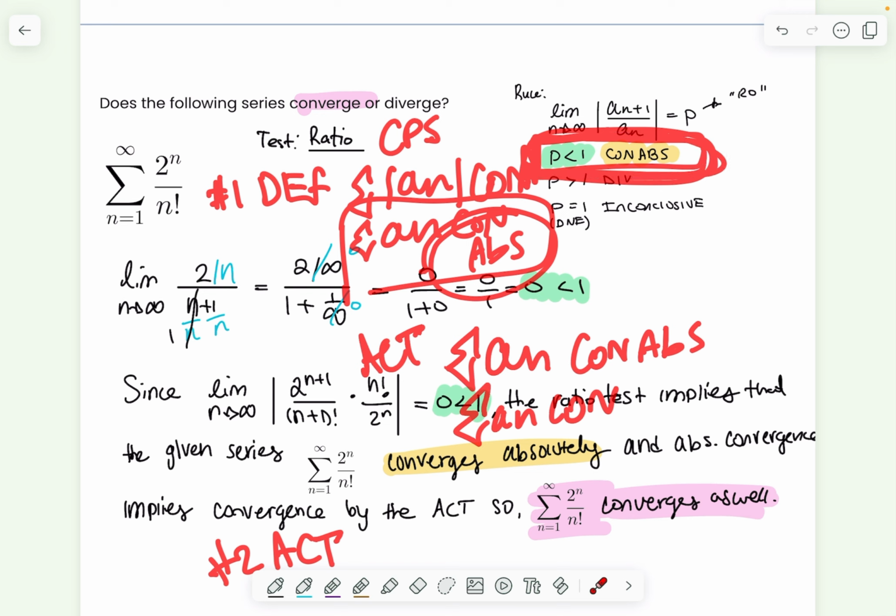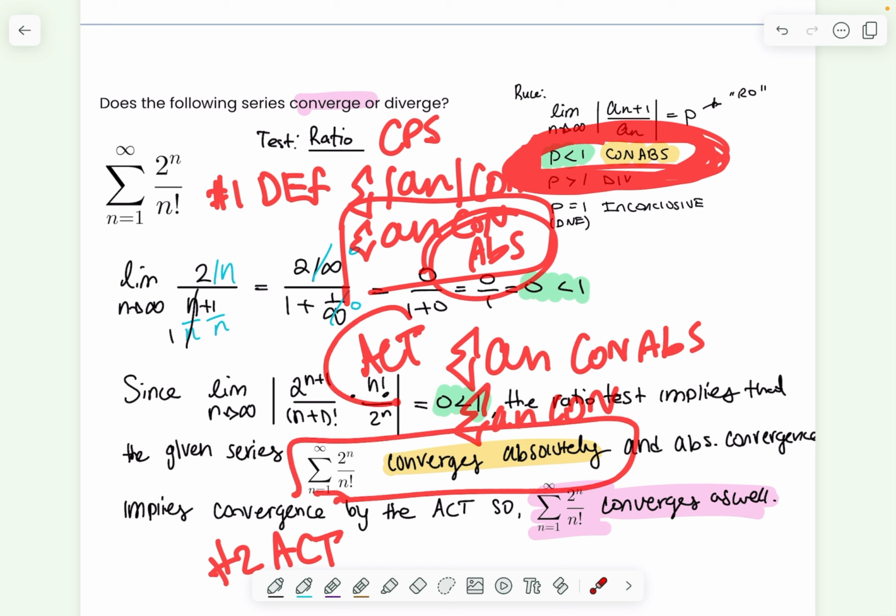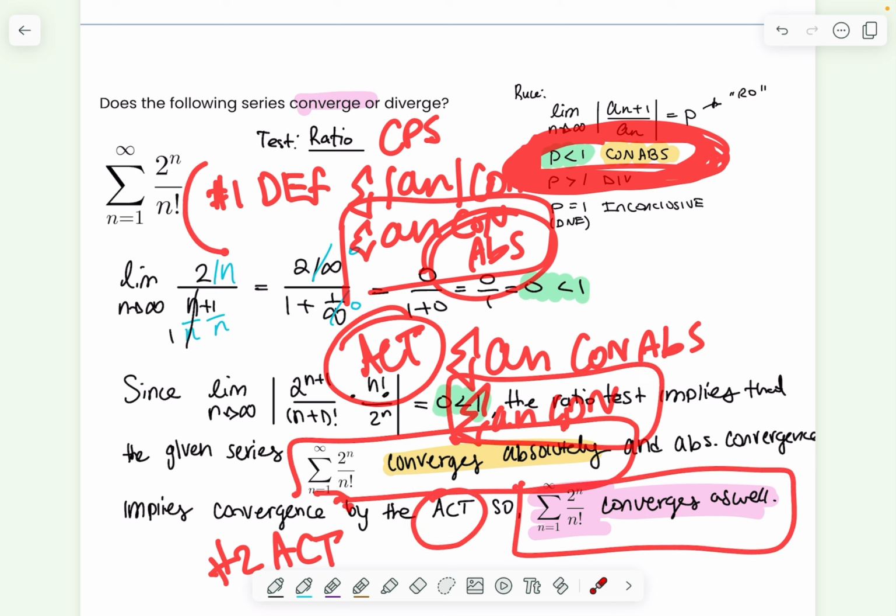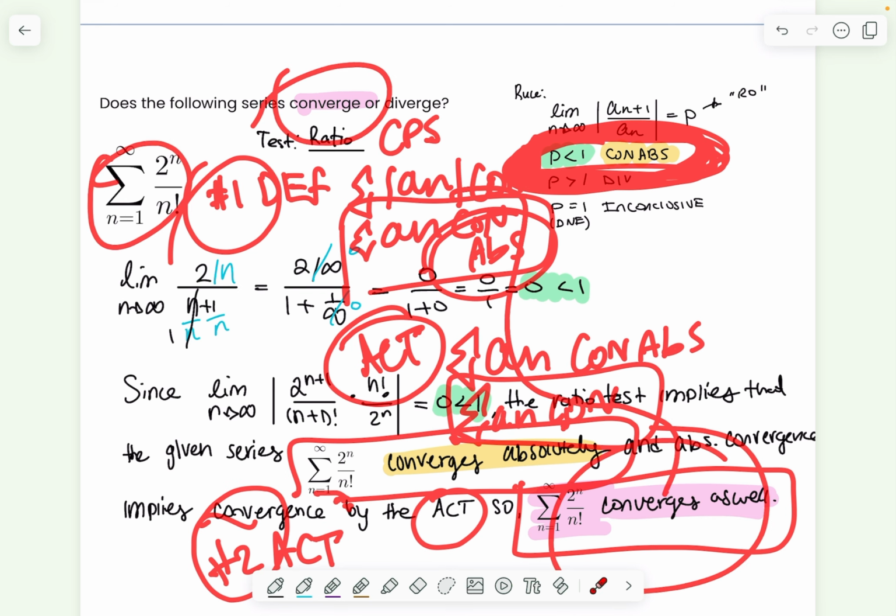So we're taking this part and saying that since we know the series converges absolutely, we can use the absolute convergence theorem to say that the same series converges as well. Using these two tools together, they form a kind of chain to get to our final answer, which is that this series converges.